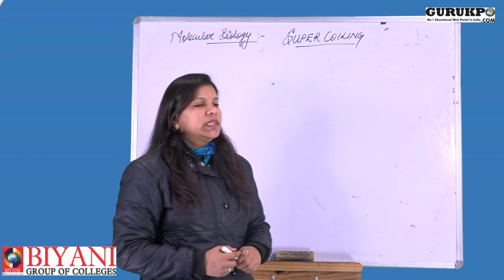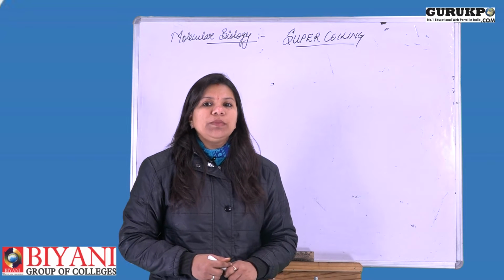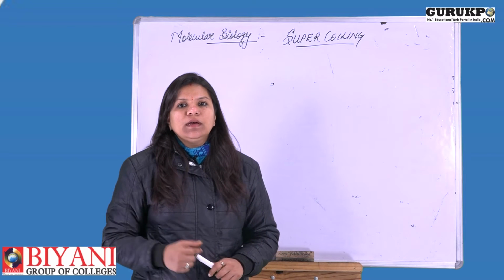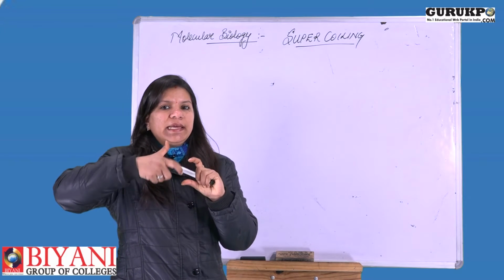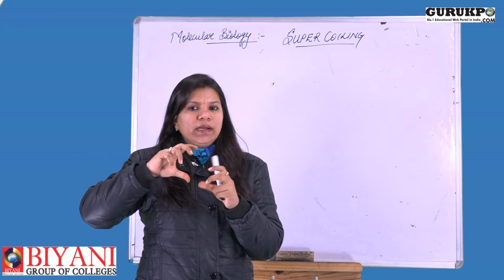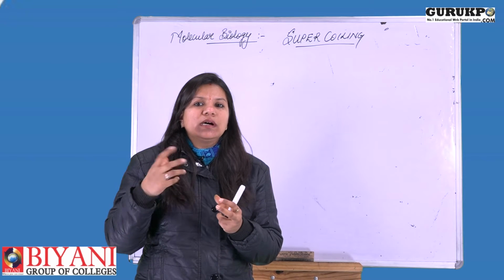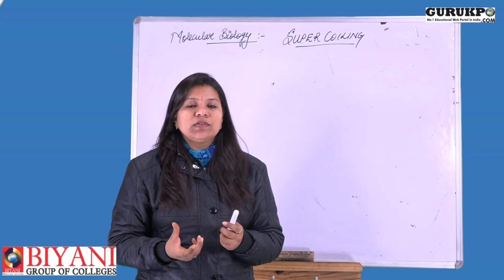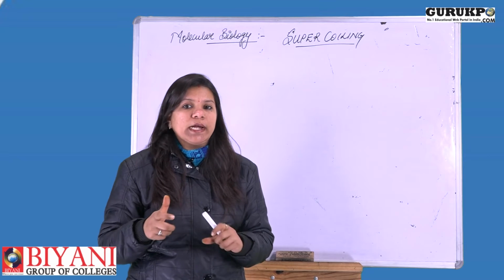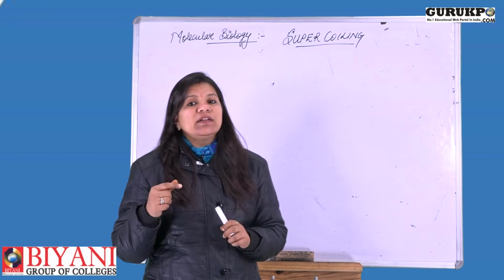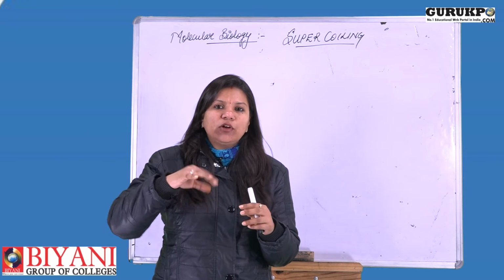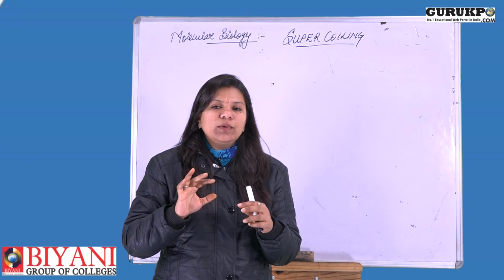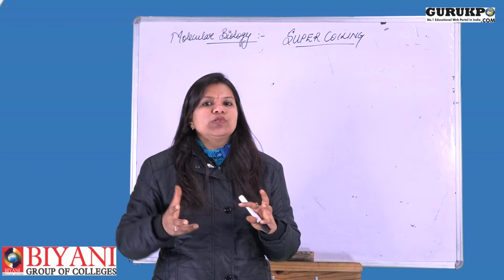Let's begin with the definition: what do you mean by supercoiling? Coiling, I guess everyone understood, is the winding of one part or strand on another strand, just like the structure of a rope. But if you intertwine the strand of a rope on the same strand, not another one, then it will form a supercoil.